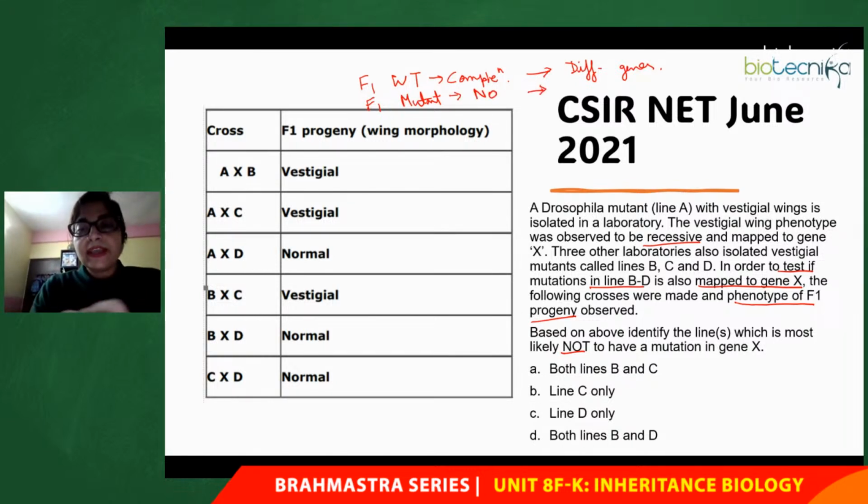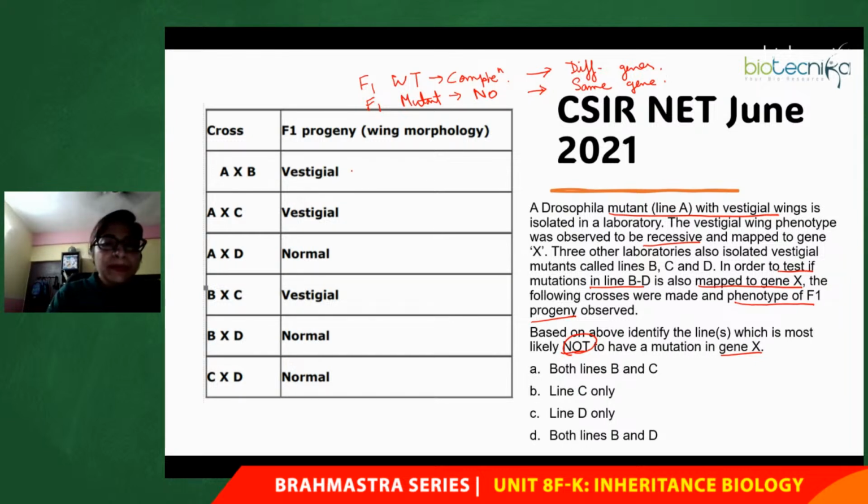And when will this scenario be? When the mutations are in the same gene. Now the question is which of the mutations is not in gene X. It means we have to find out the mutations which are complementing each other. Now normal is wild type and vestigial is mutant, because mutant line A produces vestigial. So vestigial is mutant, normal is wild type.